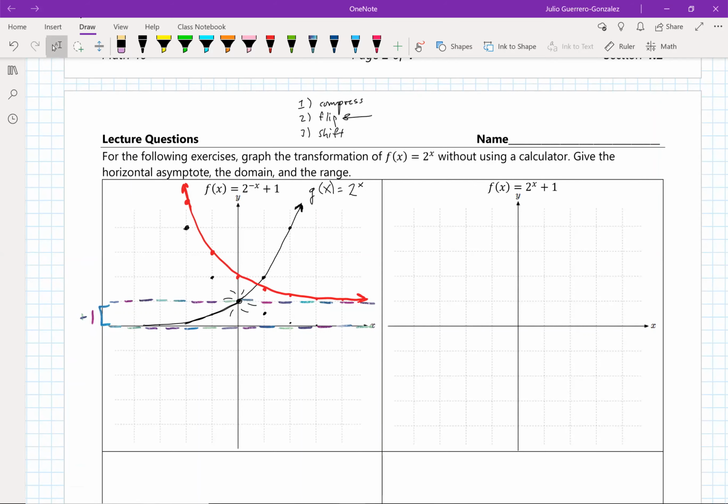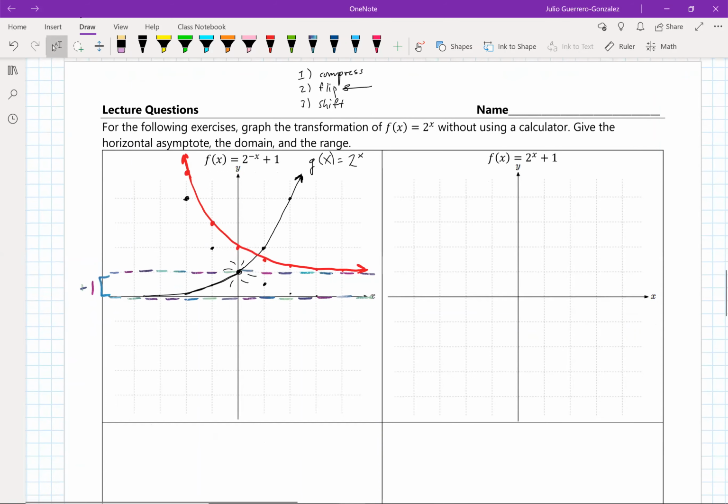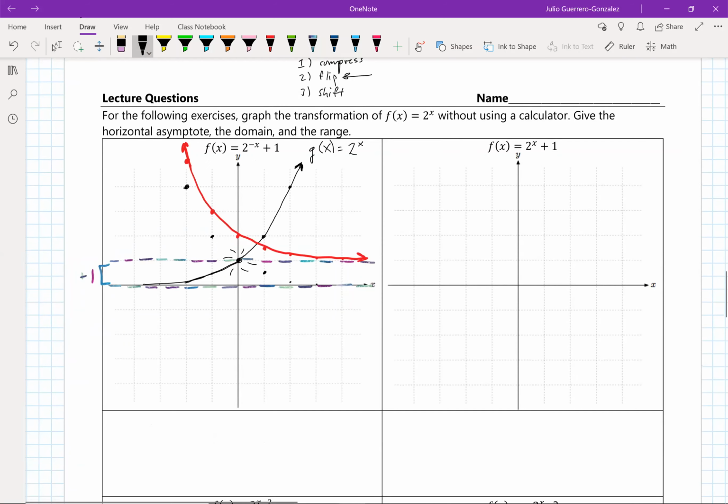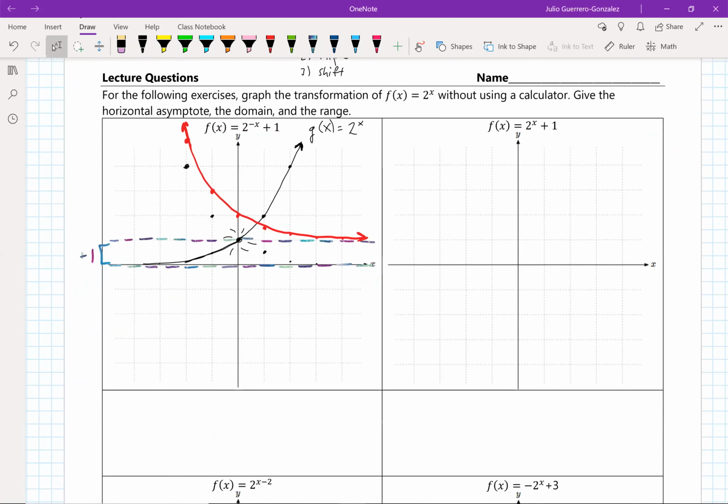All right. We haven't finished it yet. What's the domain and range? There were three other things: horizontal asymptote, domain, and range. So my horizontal asymptote is where? 1. So y is 1. So the horizontal asymptote is done.